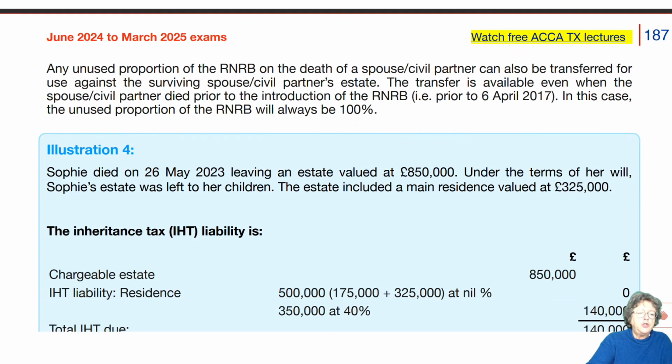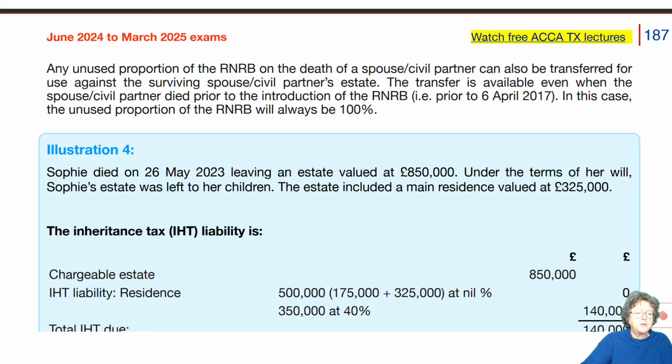Any unused proportion of the residential nil rate band on the death of the spouse can also be transferred to the surviving spouse, and it's available even when the spouse died prior to the introduction of this new relief, in which case the unused proportion would always be 100%.